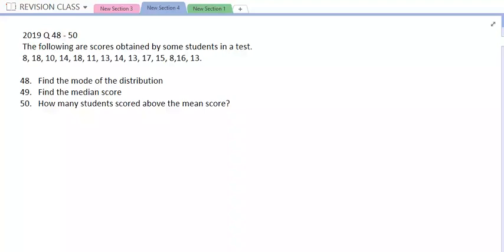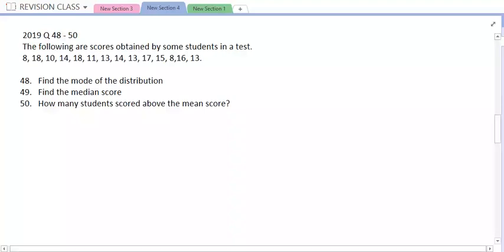Question 48 says, find the mode of the distribution. Question 49 says, find the median score. Then question 50 says, how many students scored above the mean score? So let's start with the first one, which is question 48. Let's solve that.